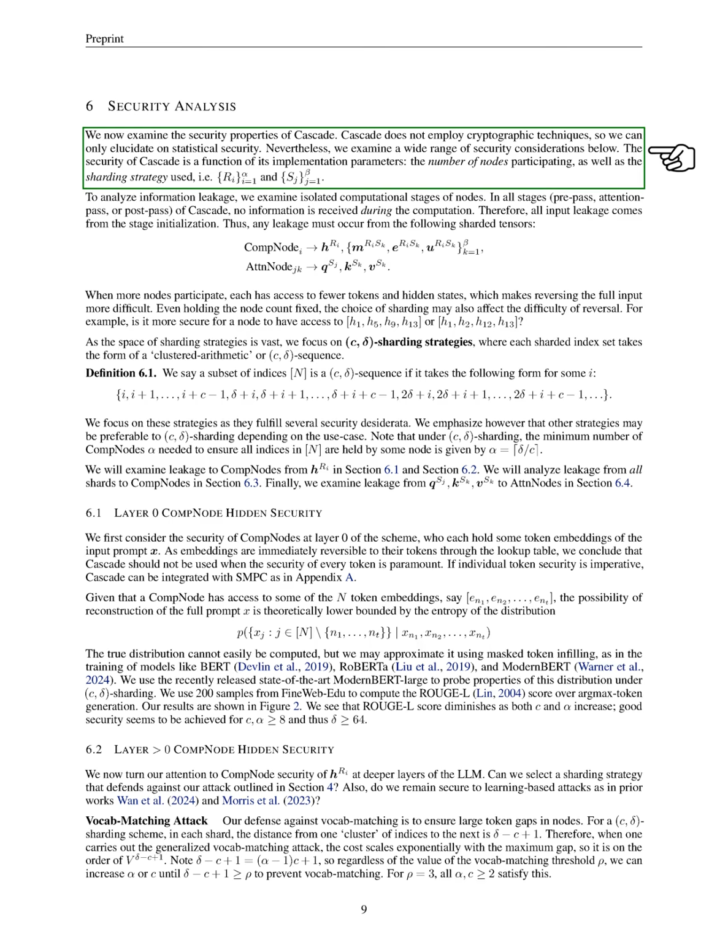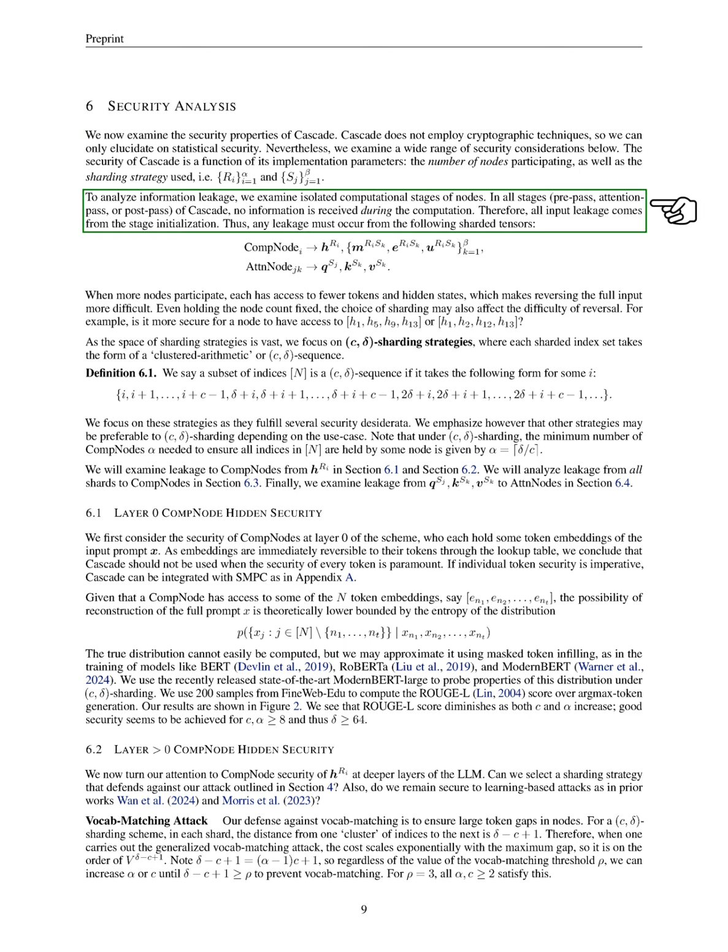Next, we analyze the security properties of our system, Cascade. Since we do not use cryptographic methods, we focus on statistical security. The security depends on implementation parameters, including the number of participating nodes and the sharding strategy. We assess potential information leakage by examining isolated computational stages. Throughout all stages of Cascade, no information is exchanged during computation, meaning any leakage arises from the initialization stage.